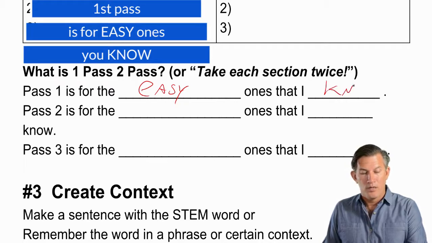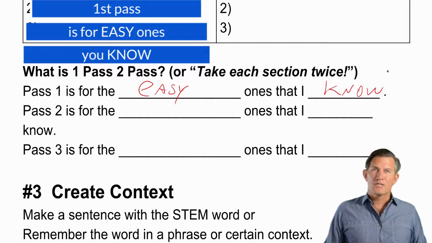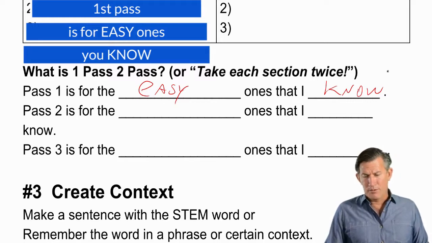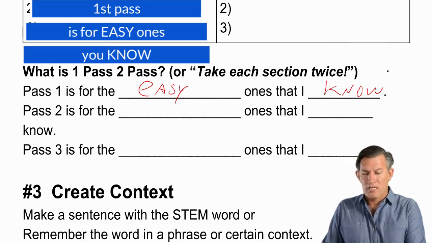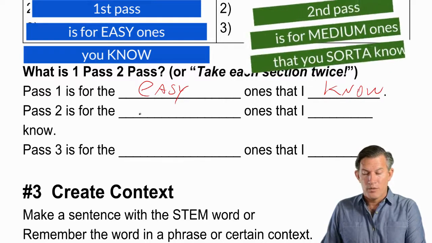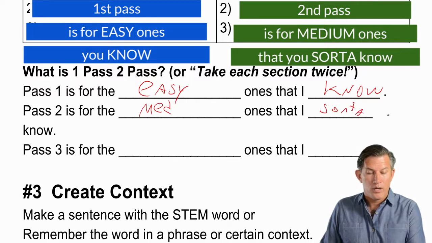These are for the easy ones that I know. Your vocabulary and my vocabulary are different. That's understandable. Mine might be better than yours. Maybe yours is better than mine. I'm not sure. I've never maybe met you, or have I? So the second pass, or the second time through the test, you're going to do the medium ones. The ones that you sort of know.